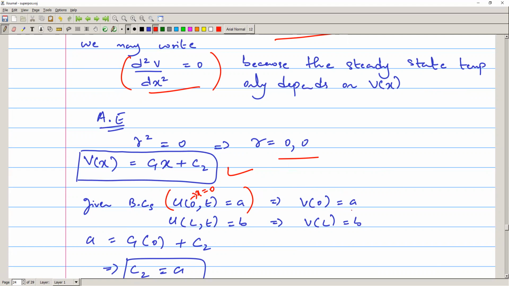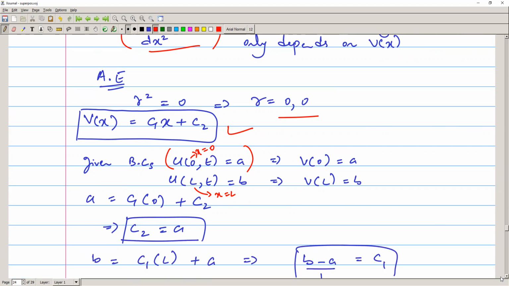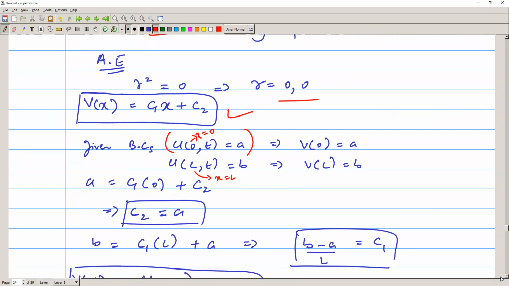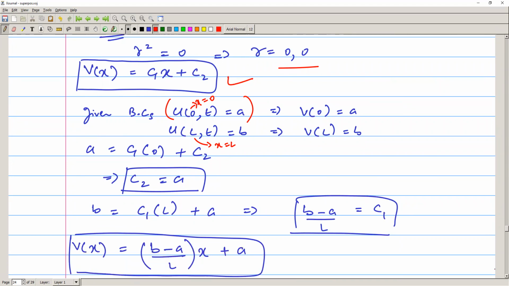So v of 0 is equal to a, and at x equals l, v of l is equal to b, right? So we can apply the boundary conditions to find the values of constants c1 and c2. Therefore, we apply the first boundary condition and we get c2 is equal to a, and then we apply the second boundary condition and we get c1 is equal to (b minus a) over l.